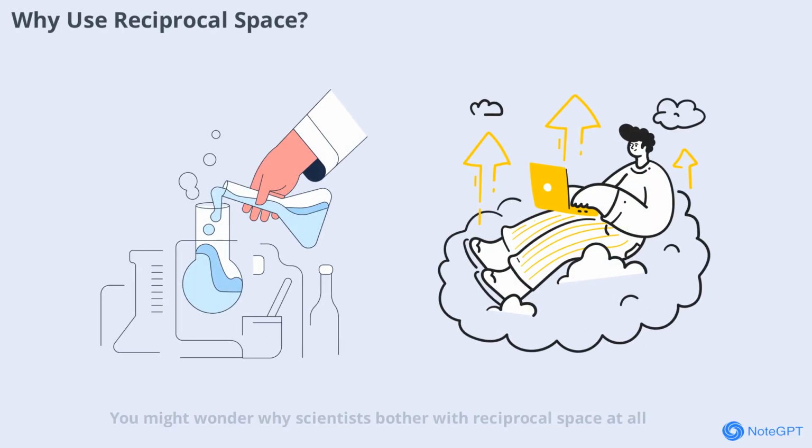You might wonder why scientists bother with reciprocal space at all. The answer lies in the way waves interact with periodic structures. When X-rays, electrons, or neutrons scatter from a crystal, the resulting patterns are much easier to interpret in reciprocal space. This approach simplifies complex calculations and reveals symmetries that are not obvious in real space. Reciprocal space is thus a powerful tool for analyzing and predicting material behavior.